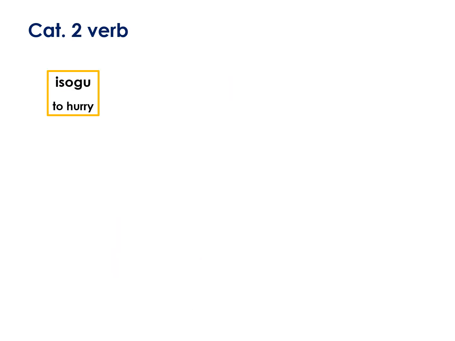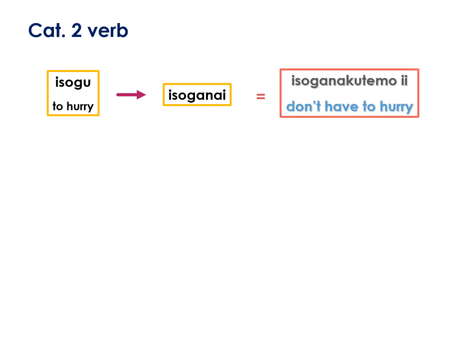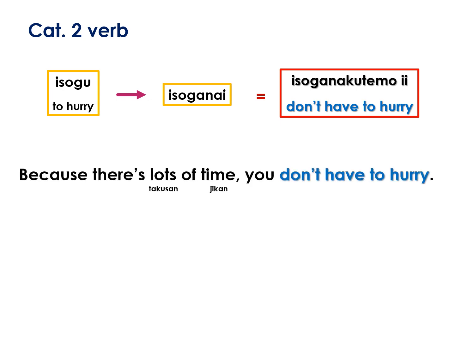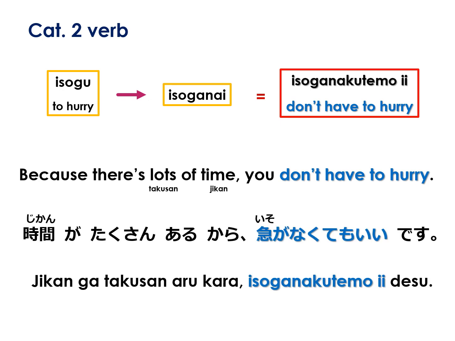Now to a category 2 verb. Isogu means to hurry, and its plain negative is isoganai. Nai becomes nakutemo ii, and we form isoganakutemo ii, which means don't have to hurry. Because there's lots of time, you don't have to hurry. In Japanese, 時間がたくさんあるから急がなくてもいいです。たくさん is also an adverb of quantity and does not need a particle. It is usually said right before the verb.